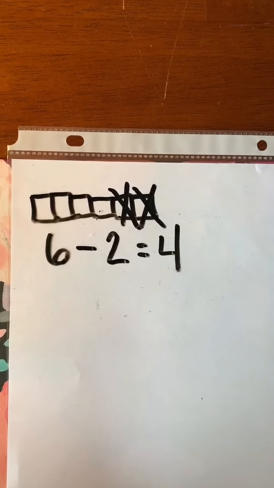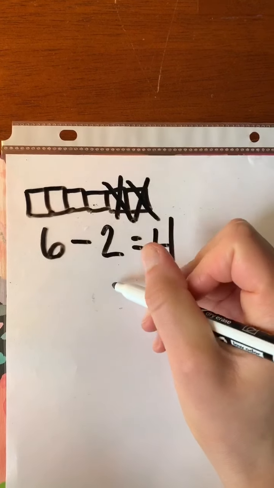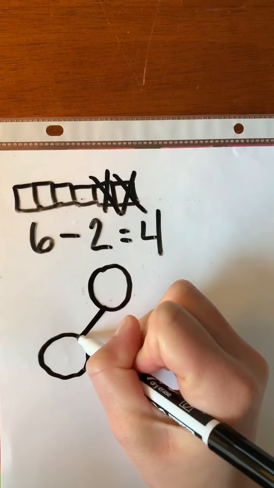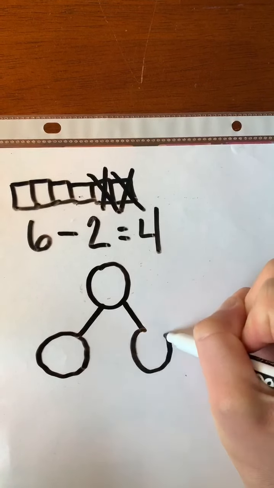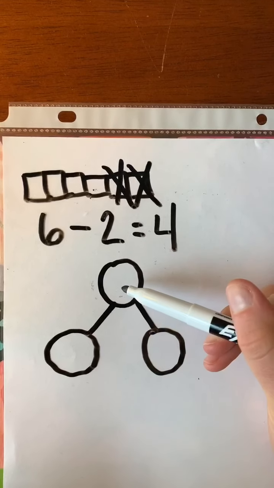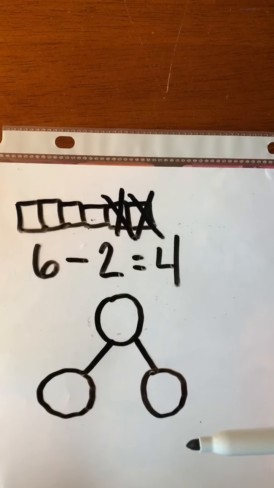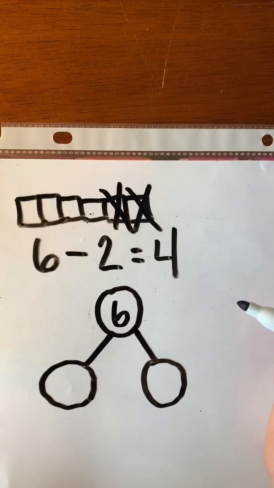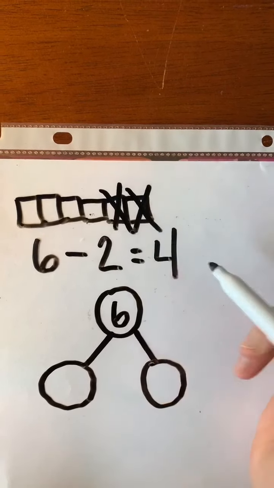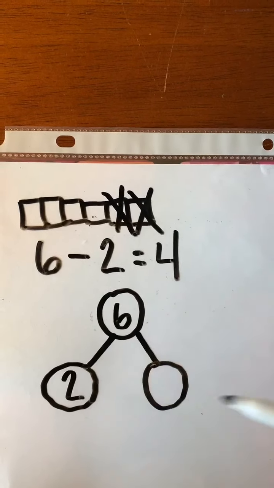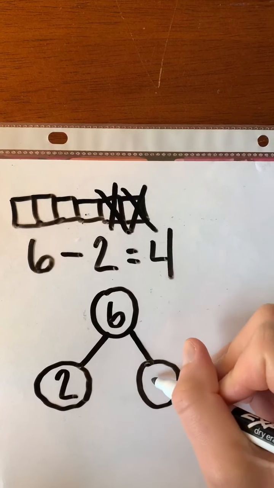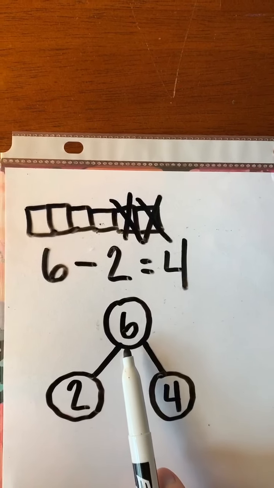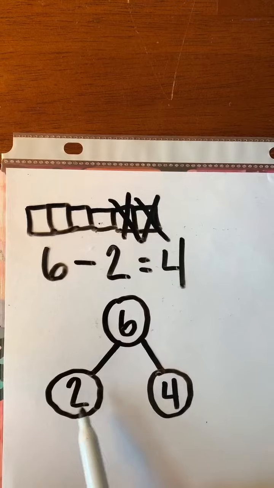We can also write a number bond to match this number sentence. So go ahead and draw a number bond. What's going to go in our hole? How many did we start with? We started with 6. How many did we take away? We took away 2. And how many were we left with? 4. So 6 was our whole, and our 2 parts were 2 and 4.